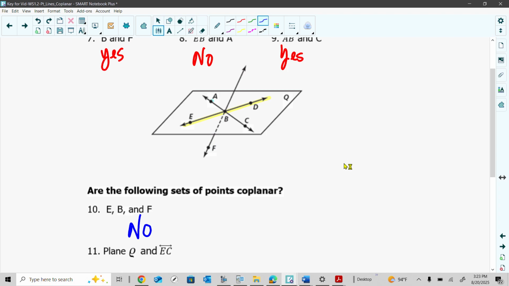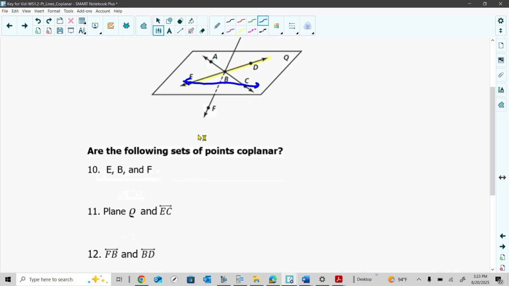Okay. Now I'm looking at plane Q and EC, and that's the one where we don't see the line, but I can draw the line through the points E and C. Sorry, this is crooked like that. And that would still be inside.